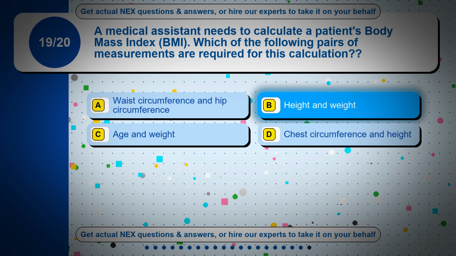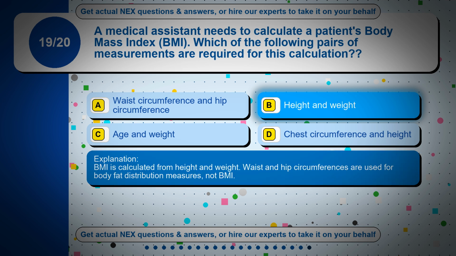Height and weight. BMI is calculated from height and weight. Waist and hip circumference are used for body fat distribution measures, not BMI.